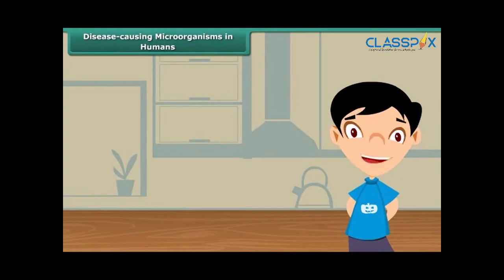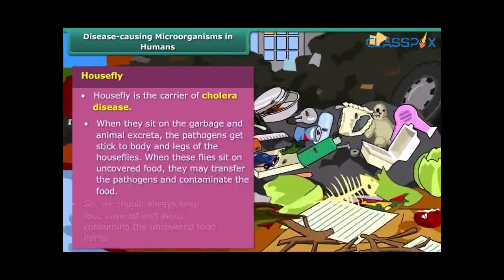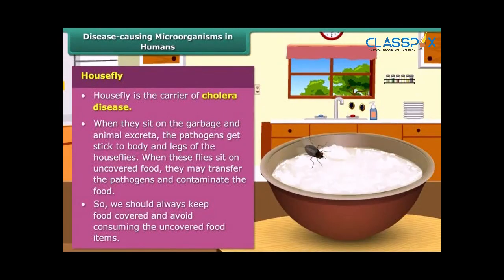Friends, some insects and animals that are found in our surroundings act as carriers of pathogens. Housefly and mosquitoes are the common examples of such carriers. In cholera disease, the housefly is the carrier of many pathogens. To prevent cholera, we should always keep food covered and avoid consuming uncovered food items.